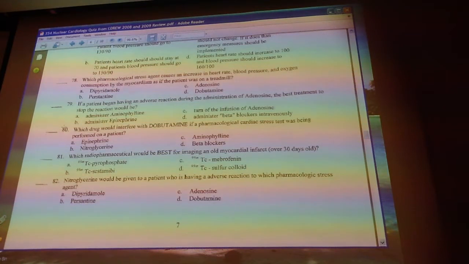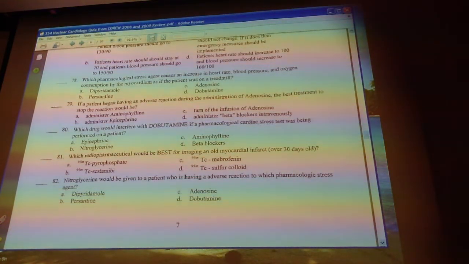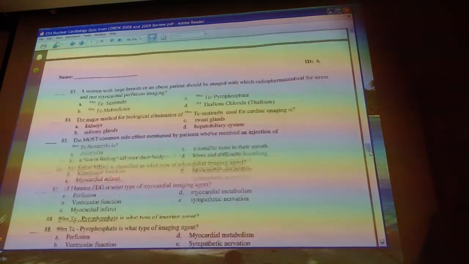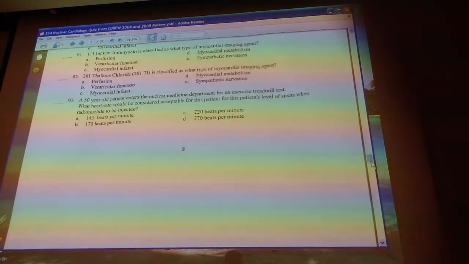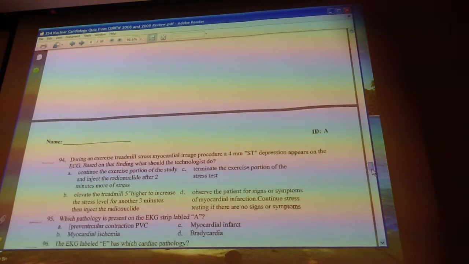Number 80, you guys tell me what drug it would be, if you're using dobutamine, what drug would interfere with it? Beta blockers. Yes, beta blockers. Okay, because that lowers your heart rate. And dobutamine is a vasopressor. Okay, so anyway, you have a pretty good idea of what to expect. So just study this 100 question set, next week.